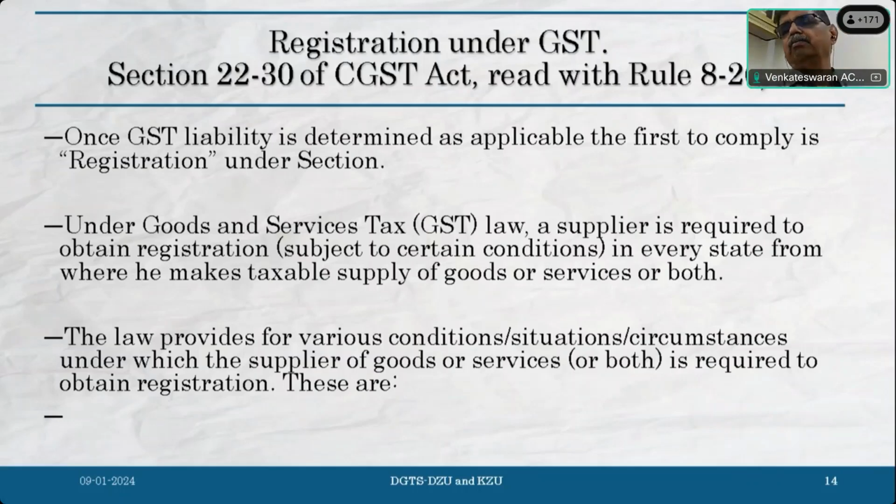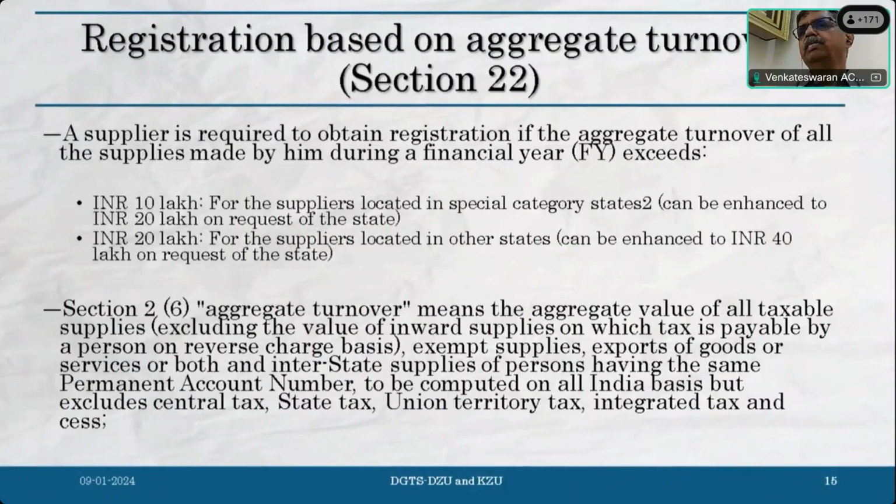The law provides for various conditions and circumstances for suppliers of goods. The supplier is required to obtain registration if the aggregate supply is more than 10 lakhs. There are some special categories; in some categories it is 20 lakhs.